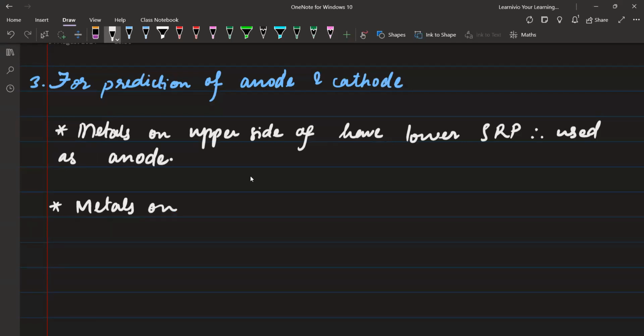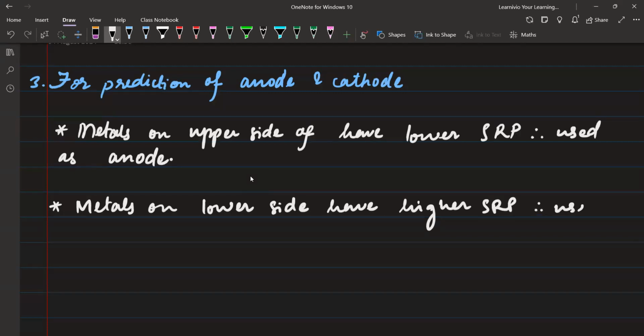Metals on the lower side have higher SRP. Therefore, used as cathode. Right. So if the SRP is higher, then obviously it will be easier to reduce, and its reduction potential will be higher.